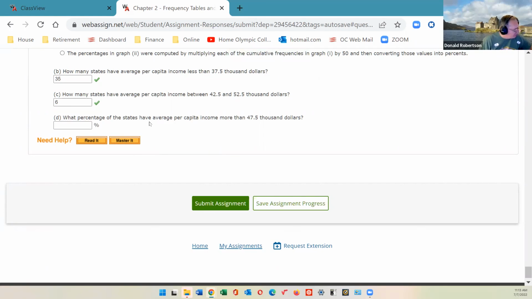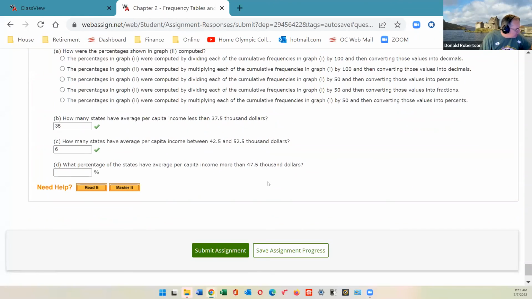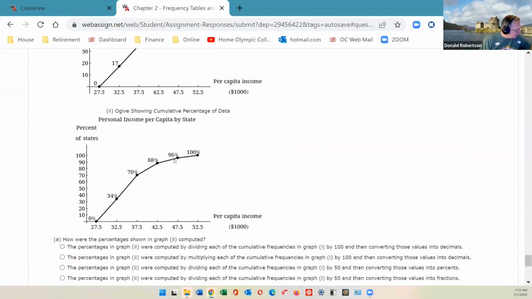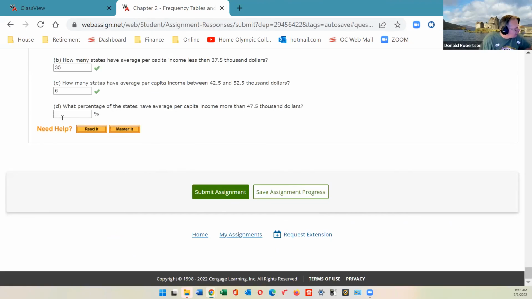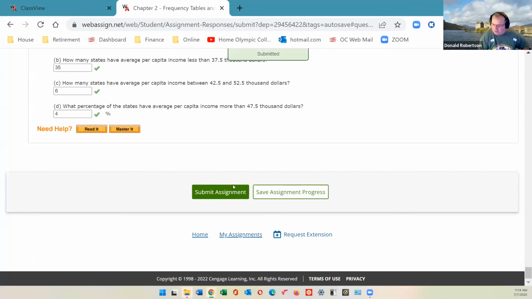Now, what percentage of the states have an average per capita income more than 47.5? So since it's a percentage I want here, right, the second one, and I want it to be bigger than 47.5. So 96% have that number or less. So how many have that number or more? Yeah, just 4. And to finish, yeah, you got that one right.